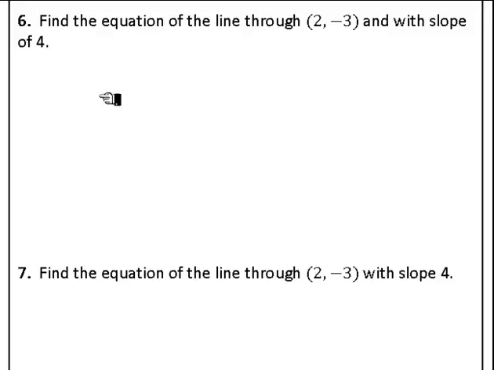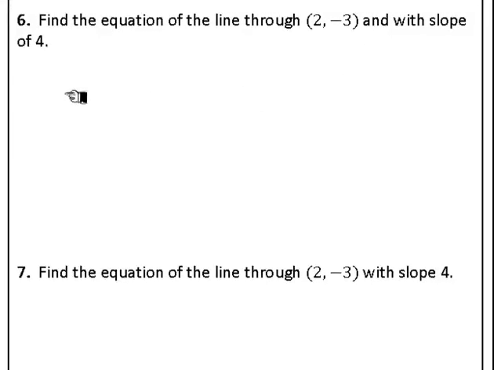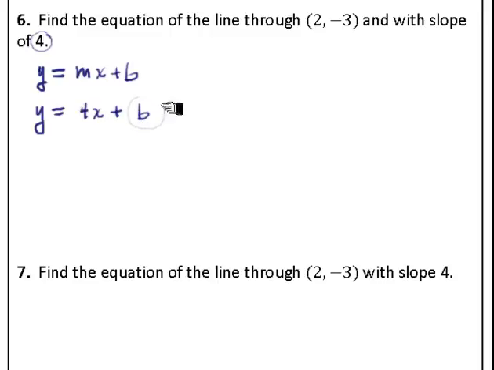In number 6, we're finding the equation of the line through (2, -3) and with slope 4. So we'd like to use our line formula, y equals mx plus b. We already know what m is. We were given that. All right, so let's just fill that in. y equals 4x plus b. And now we want to figure out what b is, and so we'll use this point.